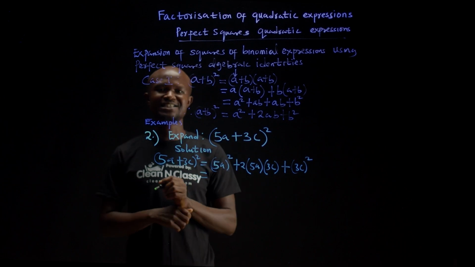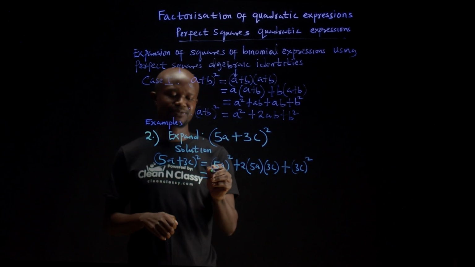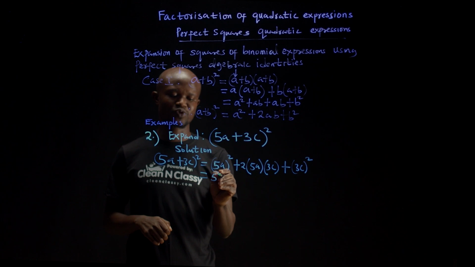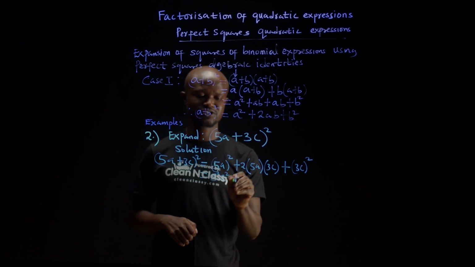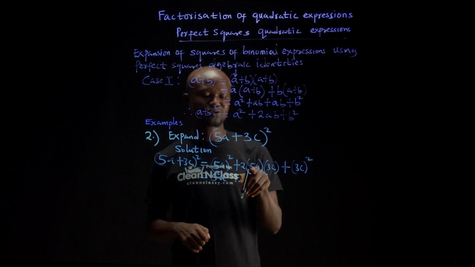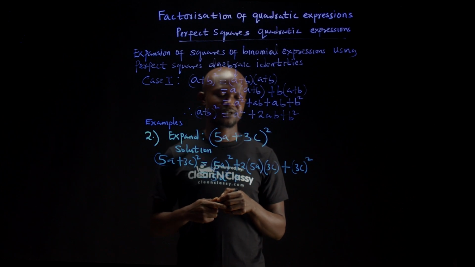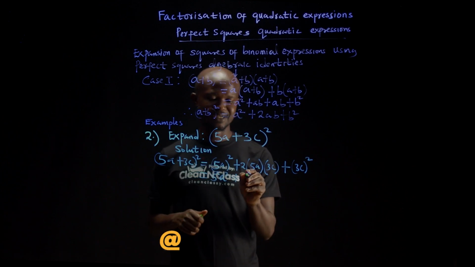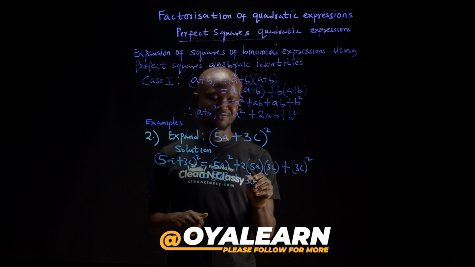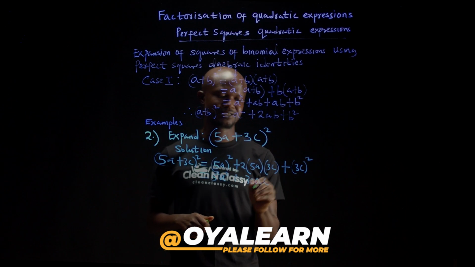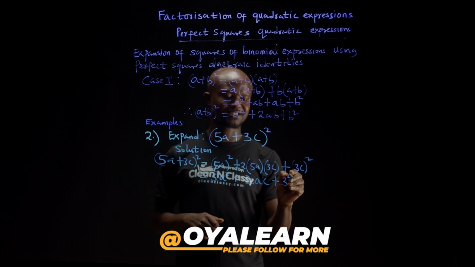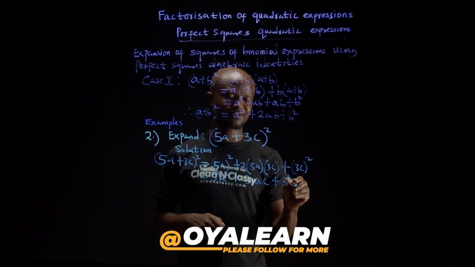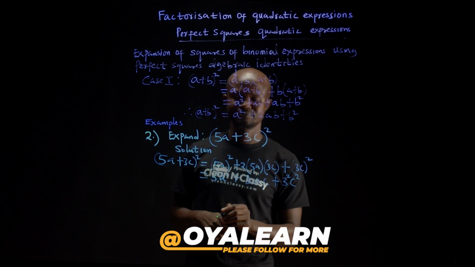These squares will affect each of the items we have inside the bracket. So this is like 5 squared a squared. Then plus, what do we have? 2 times 5 is 10, times 3, that is 30. So we have 30ac plus the square of 3, so we have 3 squared c squared.